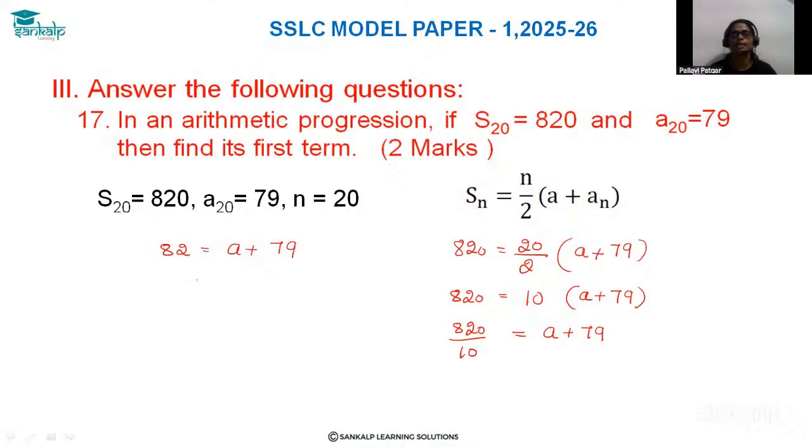So let us separate the like terms. So here if we separate 82 and 79, a is equal to 82 minus 79. So a is equal to, tell me what it becomes, 82 minus 79 gives 3, right? So therefore the first term of the arithmetic progression is 3. Okay. Thank you.